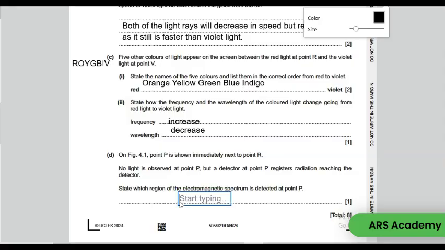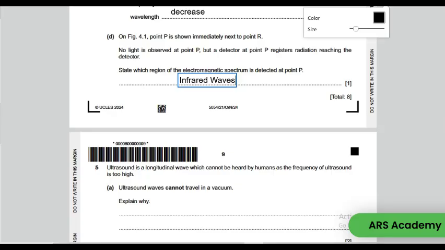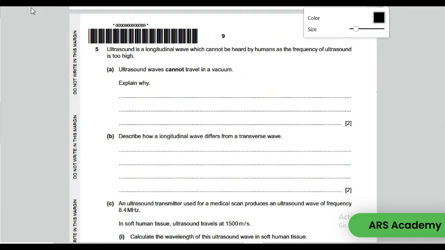Question D. On figure 4.1, point P is shown immediately next to point R. No light is observed at point P, but a detector at point P registers radiation reaching the detector. State which region of the electromagnetic spectrum is detected at point P. So from the electromagnetic spectrum, we know that the region just before visible light is infrared. And this is infrared radiation. So that's why radiation is being registered on the detector.